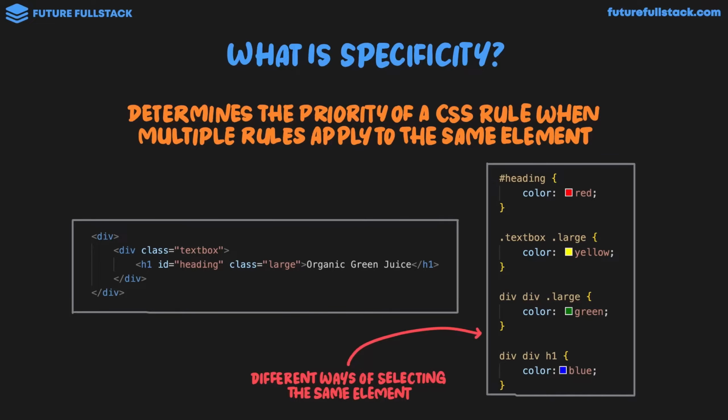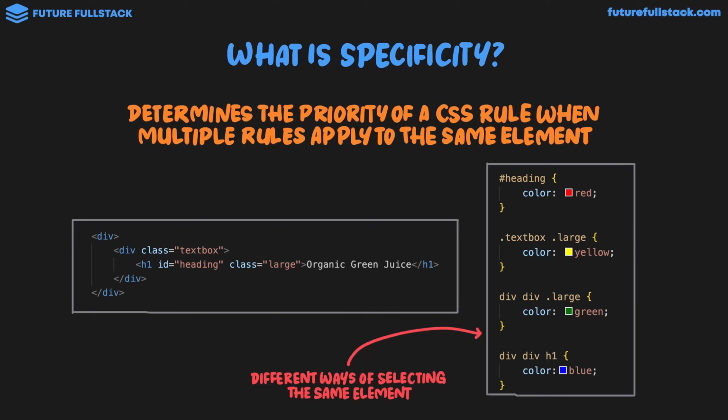The third rule is also using the descendant selector, where we're first selecting the div as the parent using the type selector, then selecting the next div down as the child using the type selector, and then using the class large, which is the grandchild, to select the heading. And the fourth rule again uses the descendant selector, but instead of using the class large to select the heading, we're using the type selector h1. So all these CSS rules are selecting the same element, the h1, but they're using a mix of different selectors, and they're all trying to apply a different color.